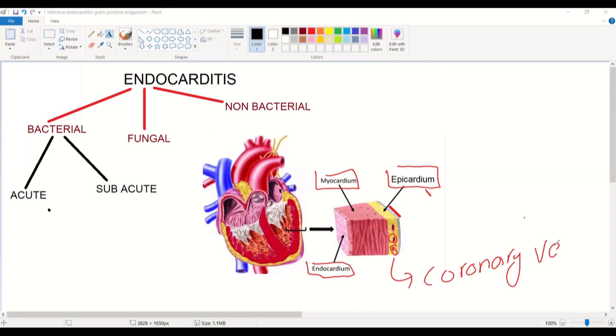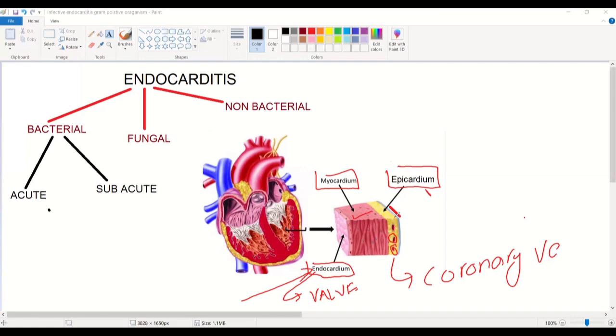Okay, so this is the myocardium. Myocardium is again the muscles of the heart. And endocardium contains the valves of the heart. So today we will discuss the inflammation of this innermost layer of the heart, right?